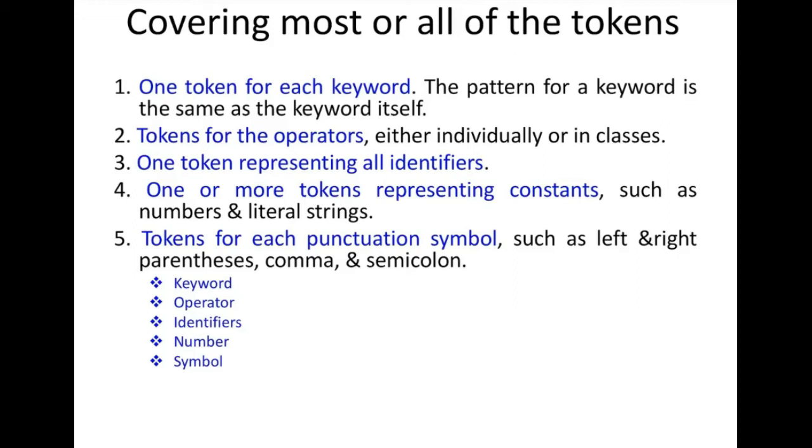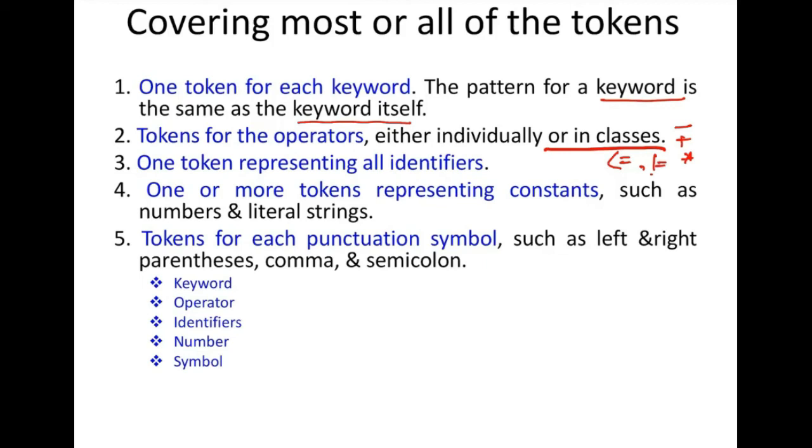Now, one token for each keyword. The pattern for a keyword is the same as the keyword itself. I was telling you this because for keywords, we don't write some different pattern. It is not possible. The keyword itself is the pattern for the keyword. Tokens for operators can be defined either individually or in classes. Individually, it can be minus, plus, multiplication, all these things. Then it can have something like less than equal to, or not equal to. This kind of operator can be there, okay?